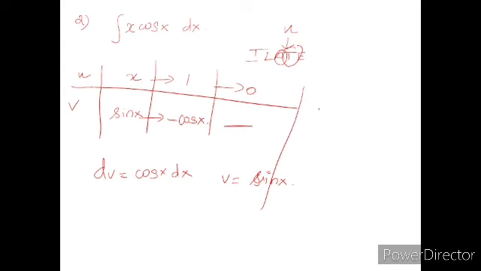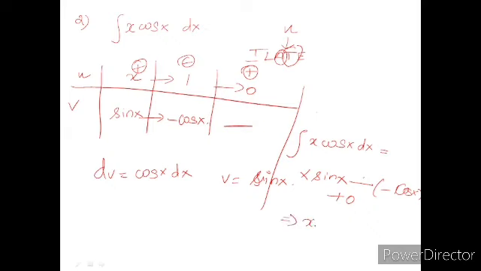Now my formula, my answer goes like this: integral x cos x dx equal to x sin x. This is plus, this is minus, this is plus. So minus into minus cos x plus 0. So x sin x plus cos x plus c is the answer for this question. Now let's do some logarithmic functions.